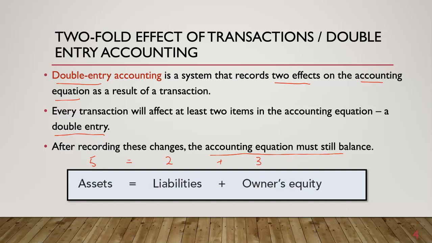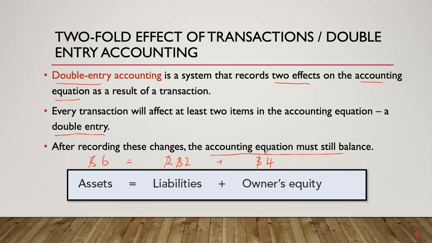Now, if I change one of those, like for example, I get $1 more of assets, I have done a single entry. I have just changed one of them. And what does this mean? My accounting equation does not balance. 6 does not equal 2 plus 3. So I must do a second entry. And my options here are probably to say that that asset has gone up due to a liability. So I now have 3 liabilities, 6 equals 3 plus 3, or potentially it has been due to my business going up in value, so my owner's equity goes up, 6 equals 2 plus 4.